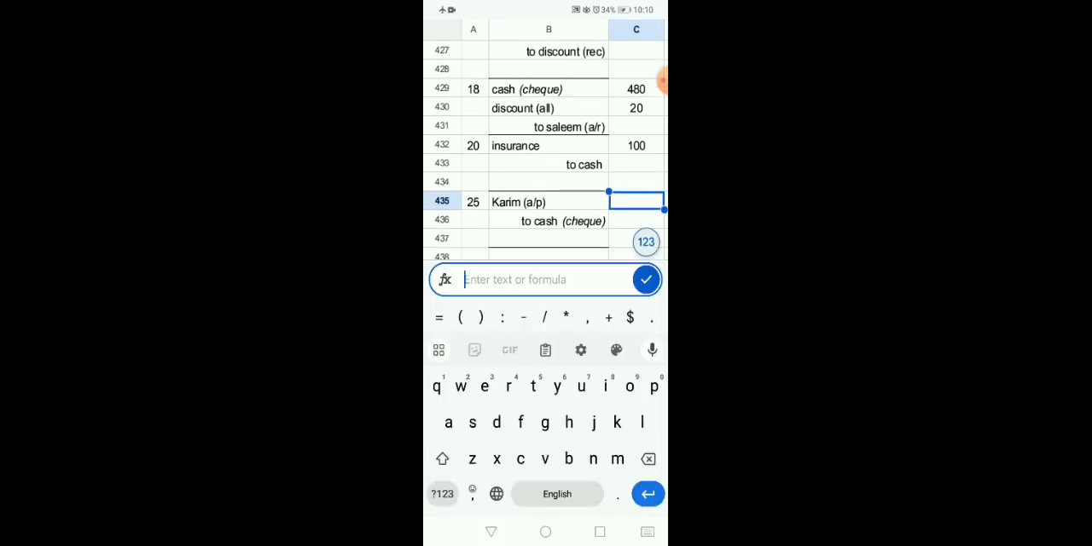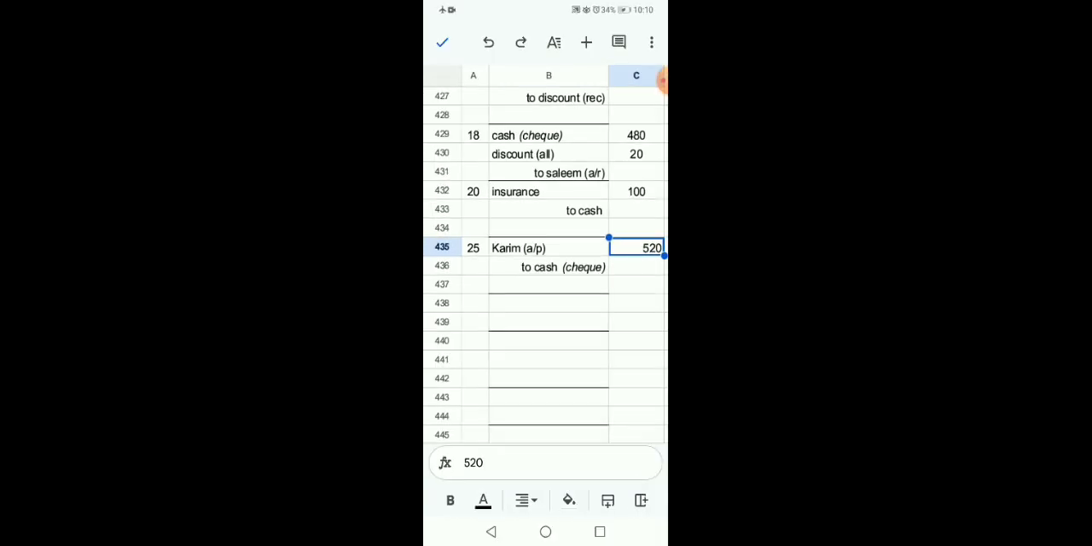This was full settlement, and you know that full settlement means the total amount which was payable to Kareem. It was 520. So you will write 520 over here. There is a printing cutting. I think I have taken the picture, and due to some issue the 520 is not seen, but please consider it as 520 as I have my book as well. So 520 is the total amount which was payable to Kareem.